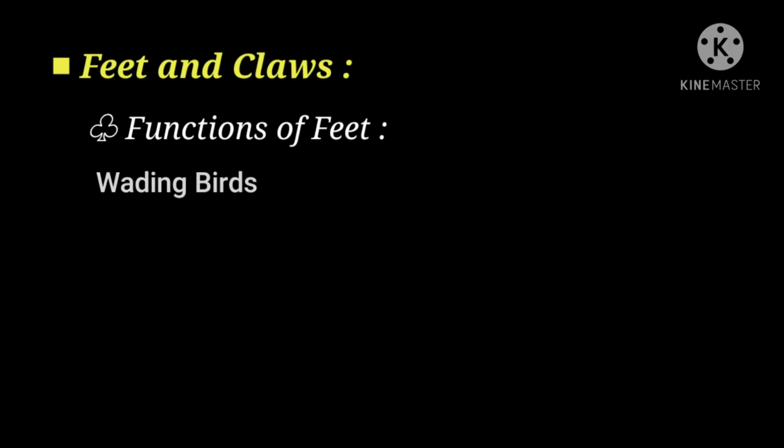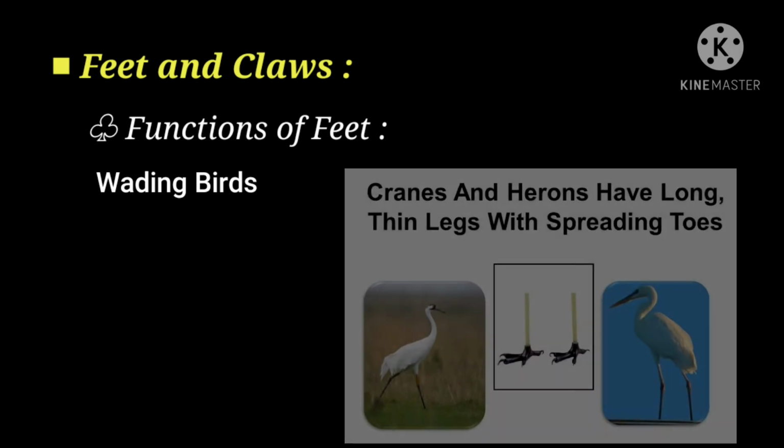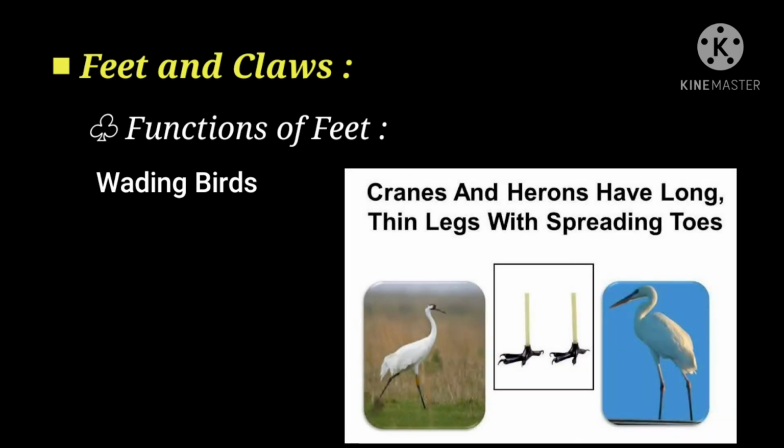Next, in case of wading birds like crane, heron, the legs are long and thin, and their toes are generally longer than the other birds, right? These long and spread out toes help them to walk in muddy water. These spread out toes prevent them from sinking into the mud present at the bottom of the water. This type of movement is called wading.